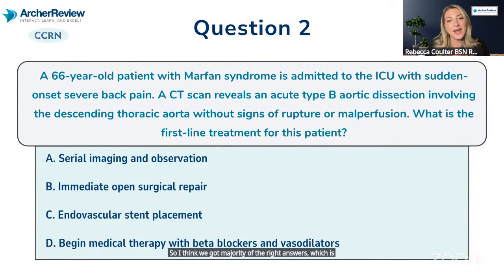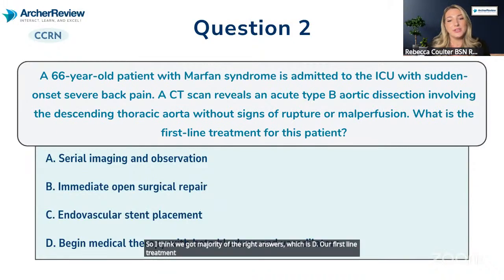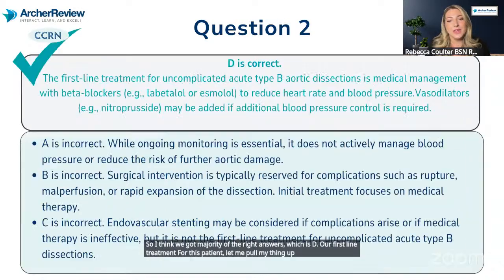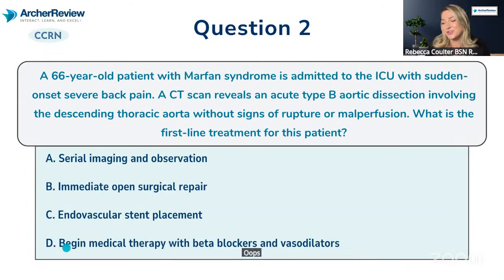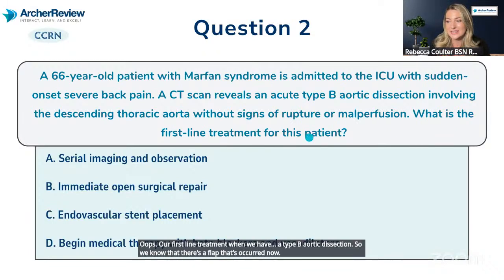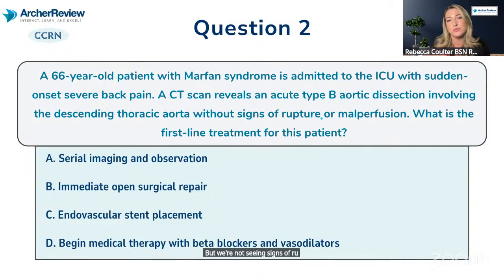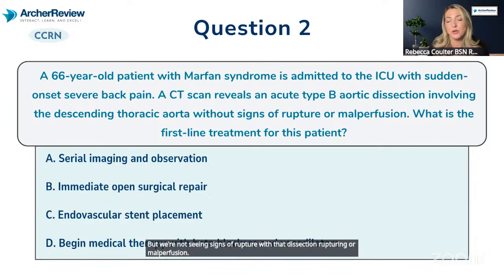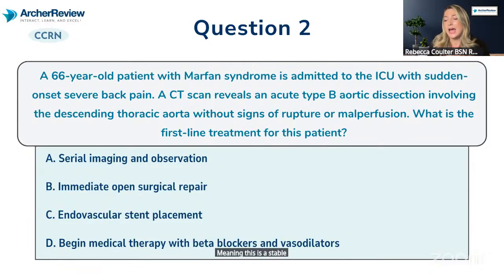Our first line treatment for this patient, let me pull my thing up here with a cursor. Our first line treatment when we have a type B aortic dissection. So we know that there's a flap that's occurred now, but we're not seeing signs of rupture with that dissection rupturing or malperfusion, meaning this is a stable dissection. Our first line treatment is going to be D, medical therapy with beta blockers and vasodilators.